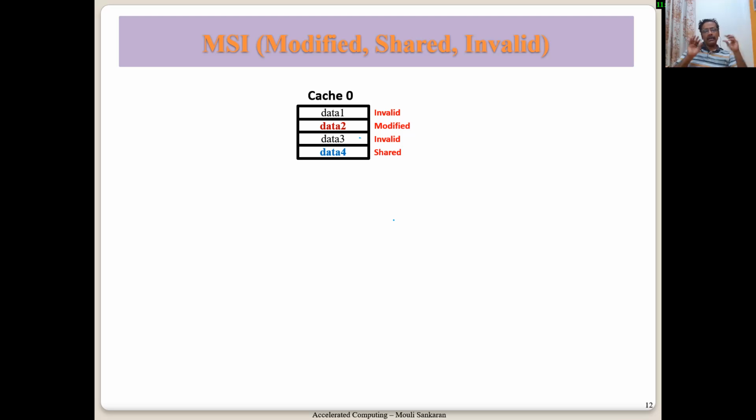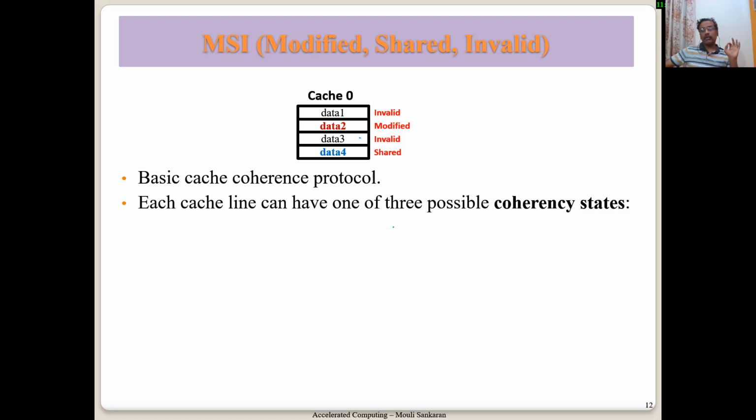And how do you know that the same block is there in multiple caches? Because they map onto the same logical address or physical address, based on whether it is a logical cache or physical cache, but the same address will be there. Okay, the content of that address will be there. And remember, we are assuming that all the caches in the system have the same block size, and maybe they have the same mapping function also, but it's not compulsory. But block size has to be the same. Now, what are those states? Each cache line can have one of three possible coherency states. We are calling these three states coherency states.